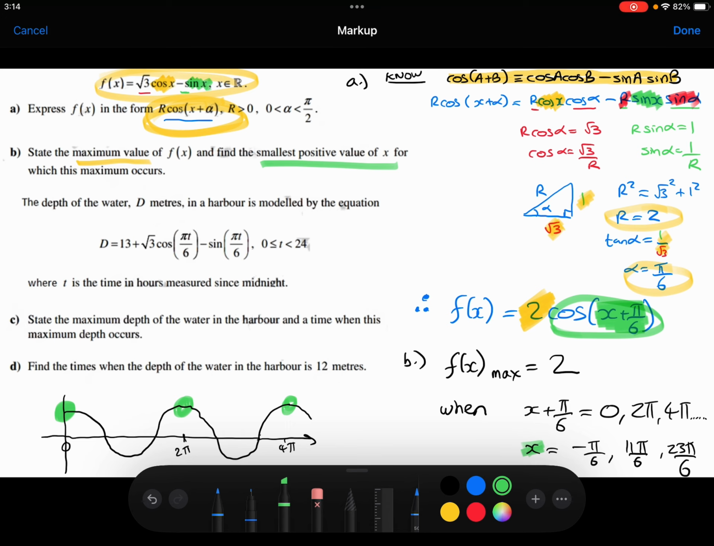So 0 take away pi over 6 is minus pi over 6. 2 pi take away pi over 6 is 11 pi over 6, and so on. And we wanted the smallest positive value. So we're ignoring that negative value, and 11 pi over 6 will be the smallest positive value of x when that maximum of 2 occurs.